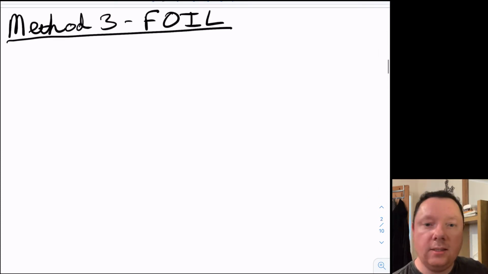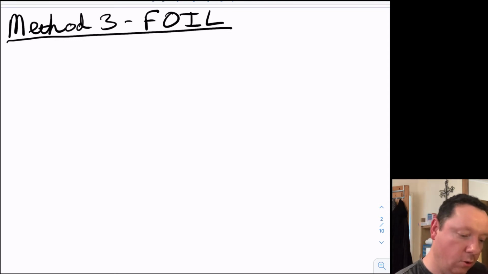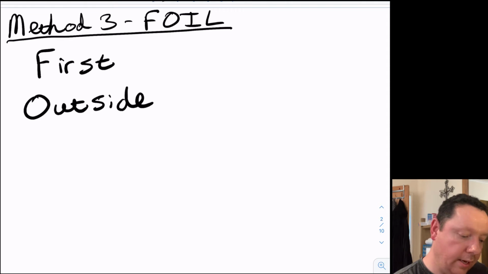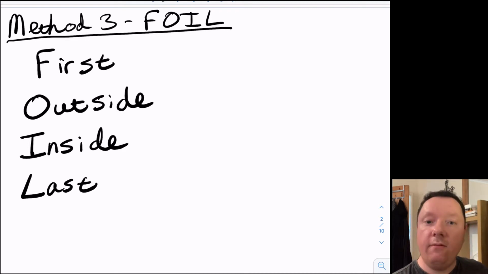Okay, let's look at one last method, which is a bit of a trick because it only works with expanding double brackets where there's two terms in each bracket. So it won't work when there's maybe 2 in one and 3 in the other. So bear that in mind if you do use this method. It's really just a mental trick to help you remember the order you need to times by. And it's called FOIL. Now FOIL stands for first, outside, inside, and last. So you've got first, outside, inside, last, FOIL.